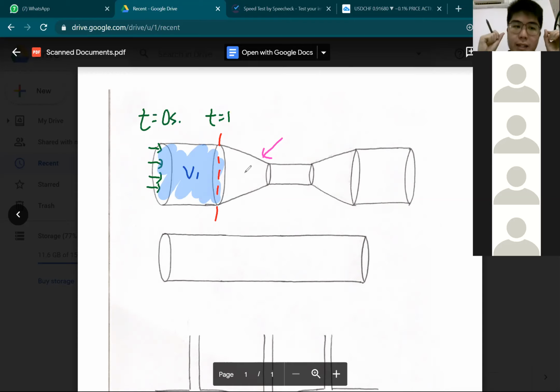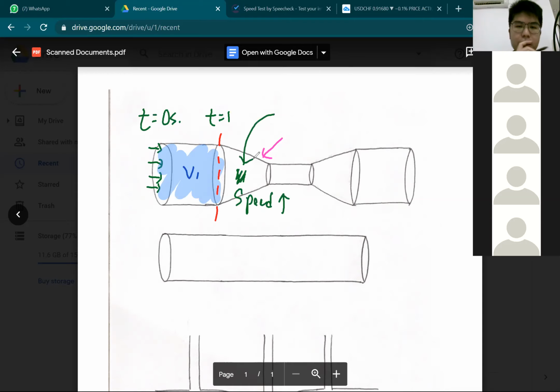Since they cannot be compressed, the only way to make it past the red line is for them to increase their speed. Understand? I repeat, since they want to maintain the same volume flow rate, this amount of water has to make it past the red line in the next 1 second. The only way for them to make it past is to increase their speed. So in the second chamber here, the speed will increase.